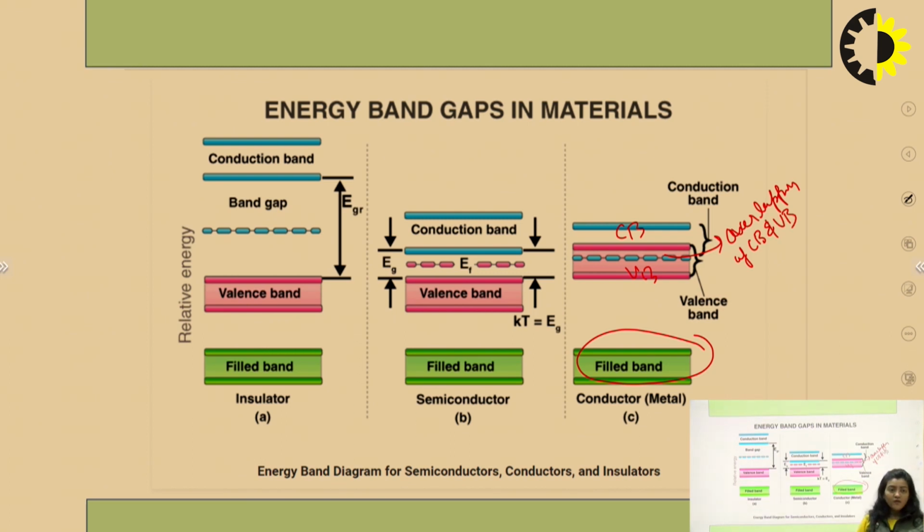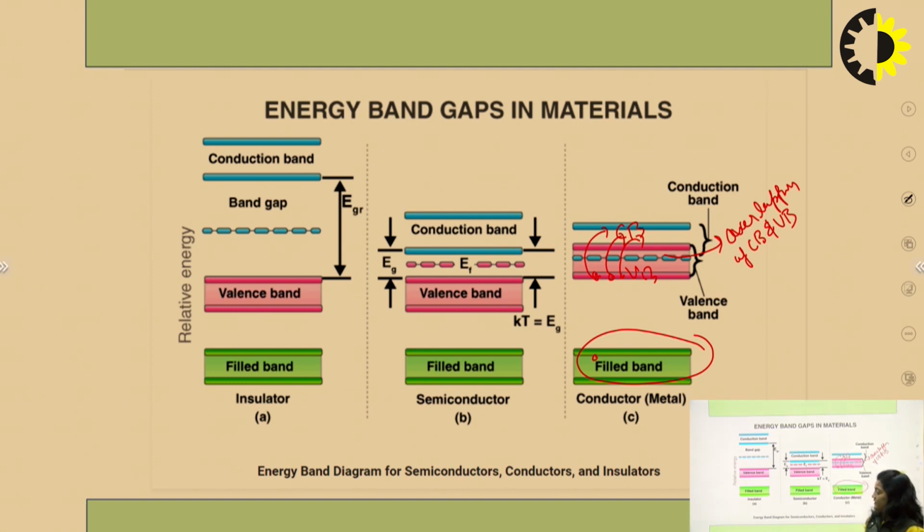So whenever the overlapping of conduction and valence band occurs, whatever electrons are here will move easily to the conduction band. It does not require so much force. As soon as you apply some electric field, or some external force, the electrons will suddenly move from the valence band to the conduction band, and the current will start to flow. So it does not require any extra energy.